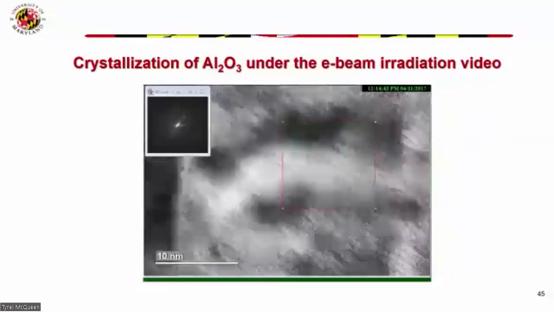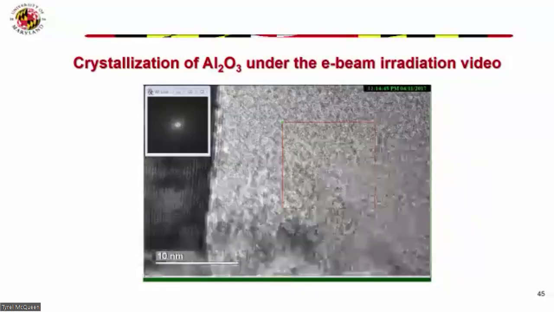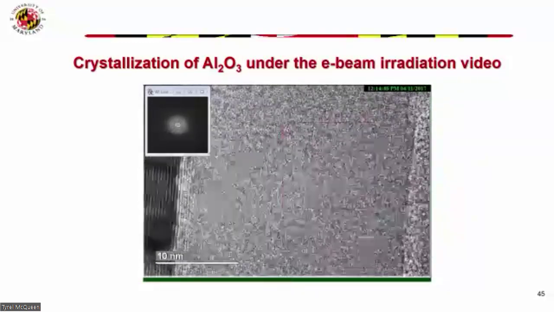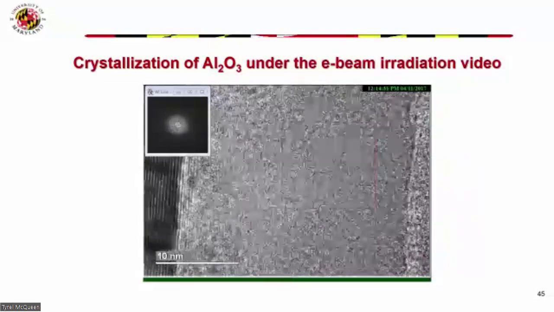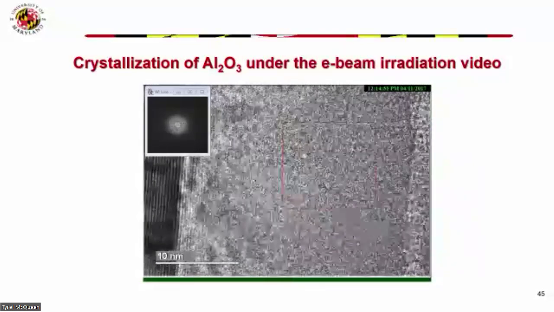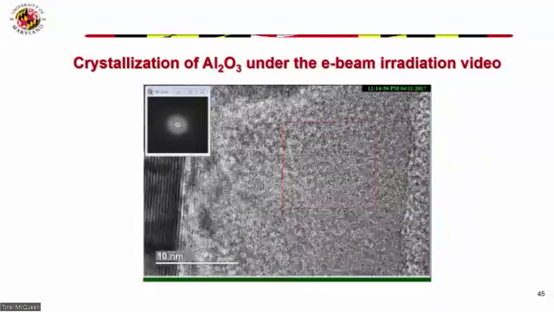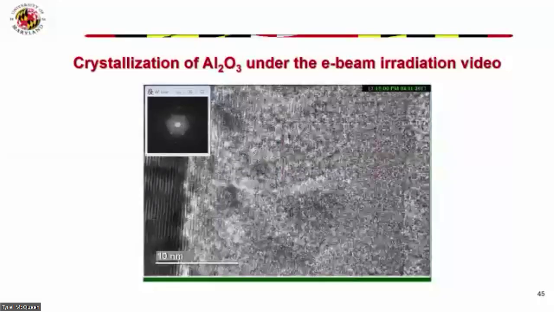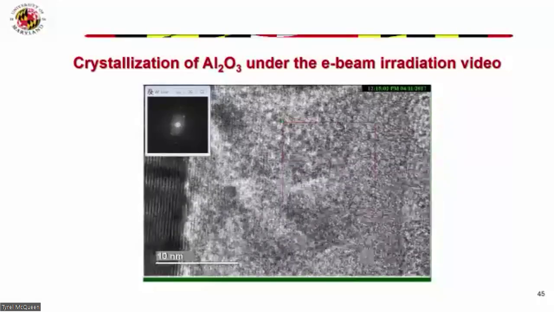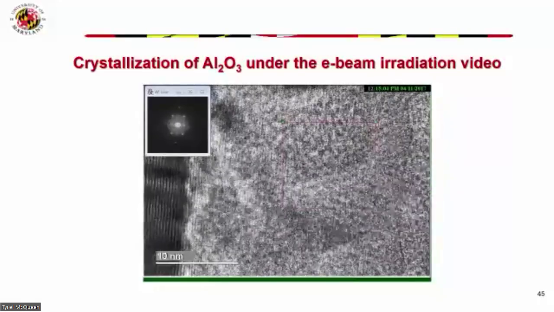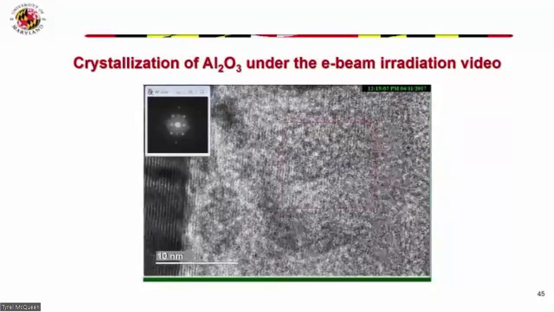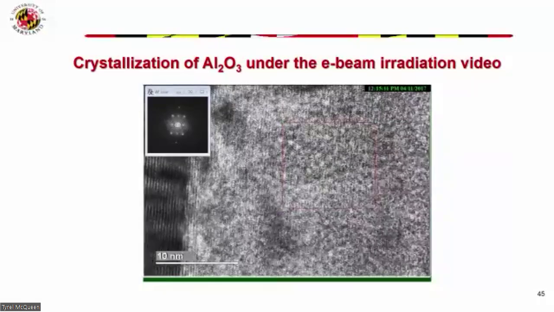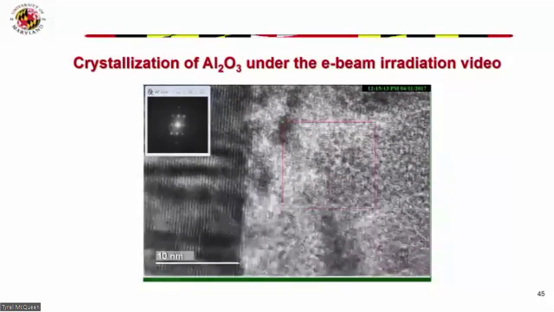And again, we're moving to a fresh area that had not been exposed to the beam. So you can see here, this fast Fourier transform indicates that it's amorphous, right? There's no spots. And then here's the crystallization front. And now we can start to see some spots forming here because this is becoming crystalline. And basically the whole film becomes crystalline. It's a single crystal. It has the same orientation everywhere.